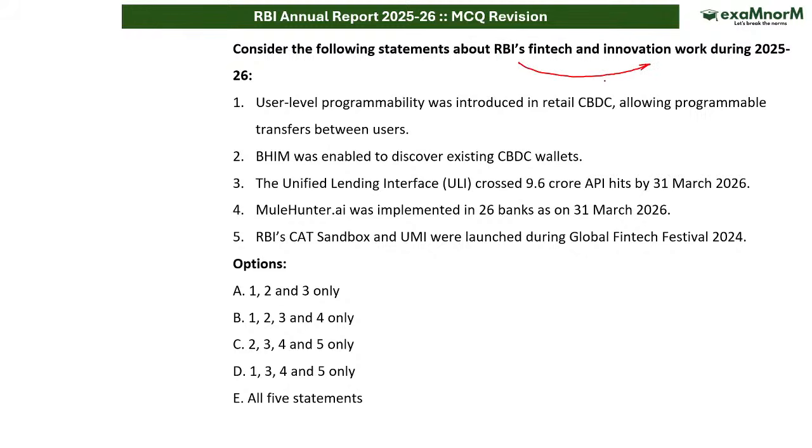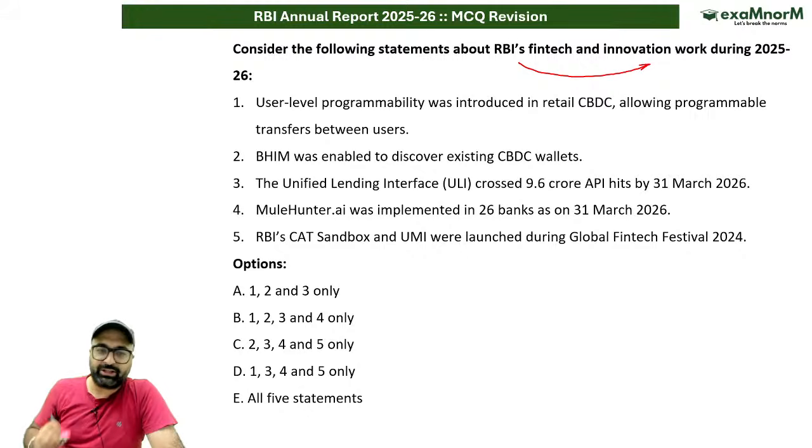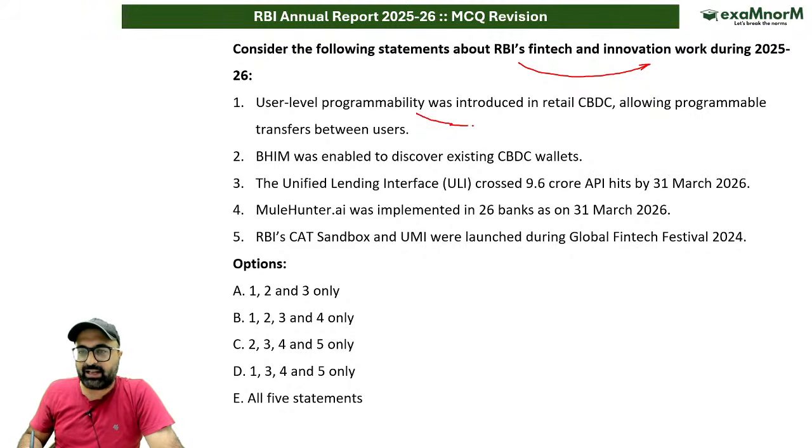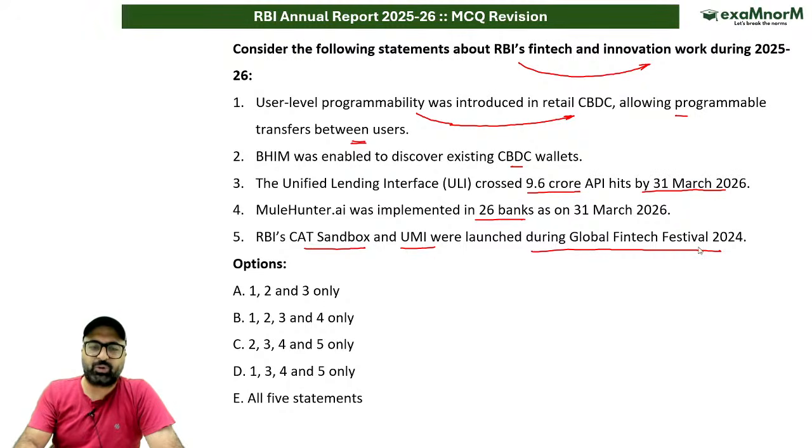RBI FinTech and Innovation work during the 2025-26 is user level programmability was introduced in retail CBDC, allowing programmable transfers between the users. Beam was enabled to discover existing CBDC wallets. ULI crossed 9.6 crore API hits by 31st March 2026. Mule Hunter was implemented in 26 banks. RBI's CAT Sandbox and UMI were launched during the Global FinTech Festival 2024. बताओ जरा इस क्वेश्चन का क्या आंसर होगा?